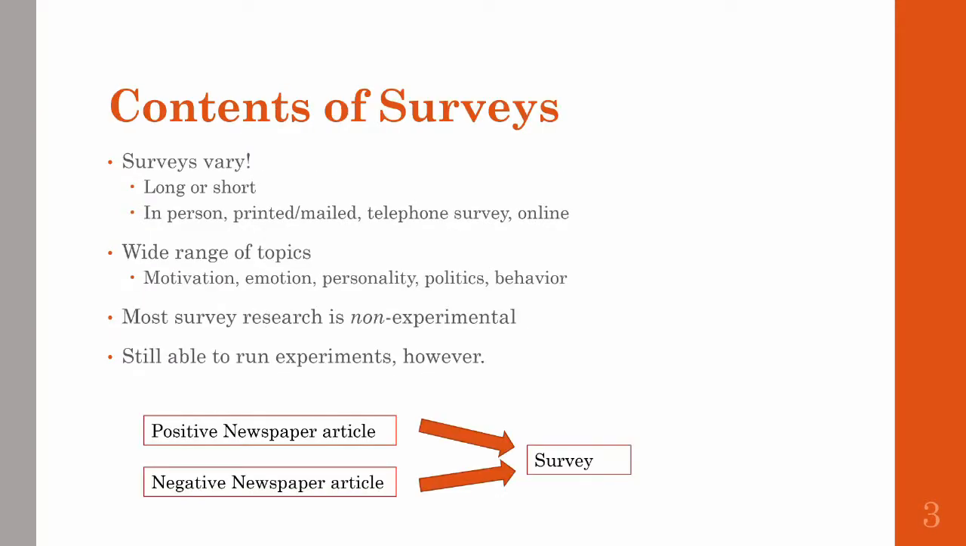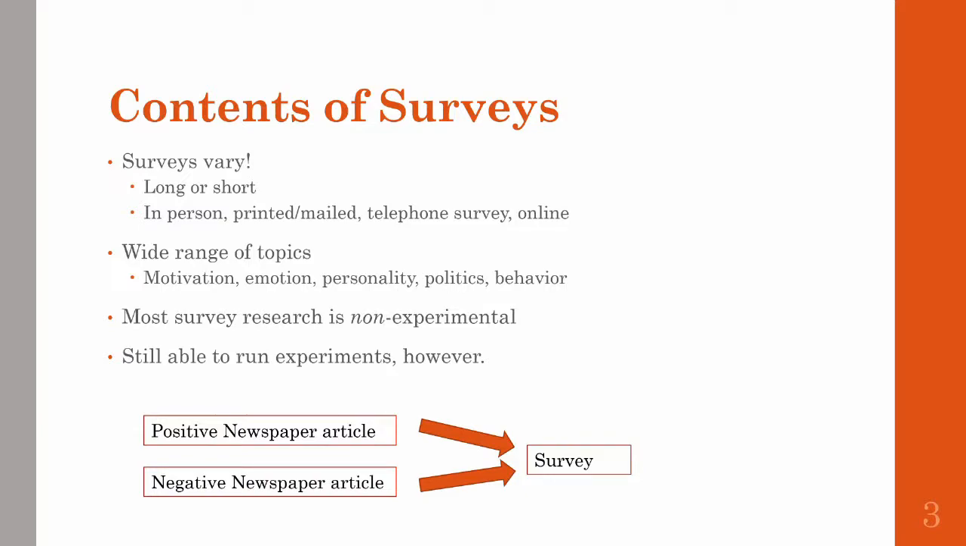The contents of surveys can vary quite a bit. You can have an extremely long survey, or you can have an extremely short survey with just 2 questions, or it can be somewhere in between. Surveys can be administered in multiple ways. You can have an in-person, face-to-face interview with somebody. You can type up your survey, print them out, and mail them out to a bunch of people to fill out and send back. You might even have a phone interview, where a researcher would call and ask you questions over the phone. The most common format of surveys nowadays is over the internet.